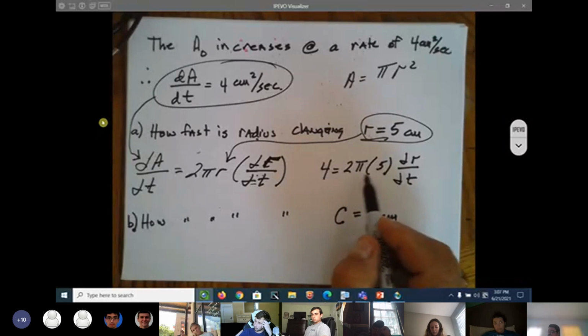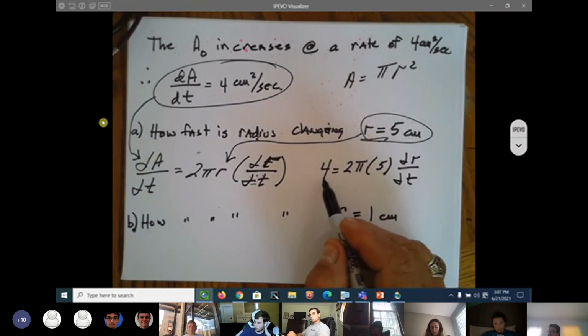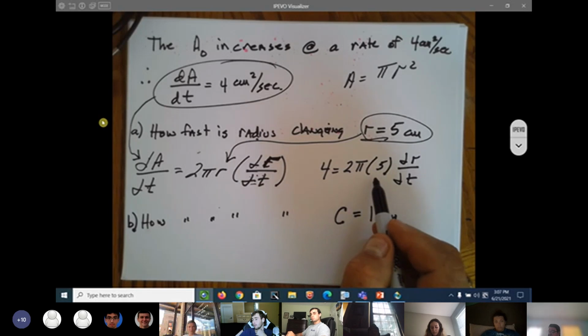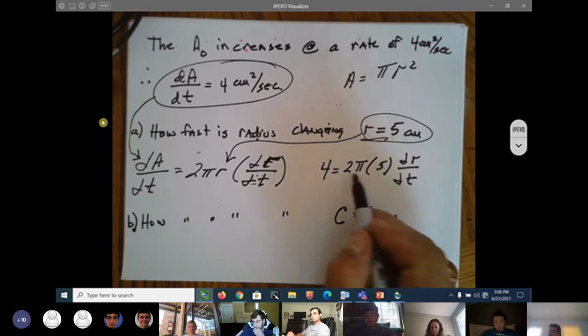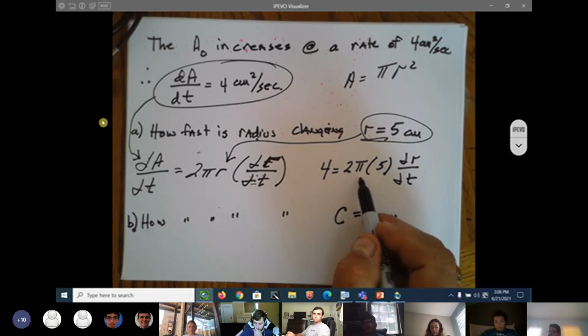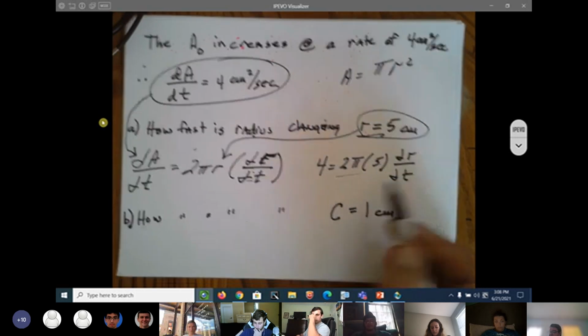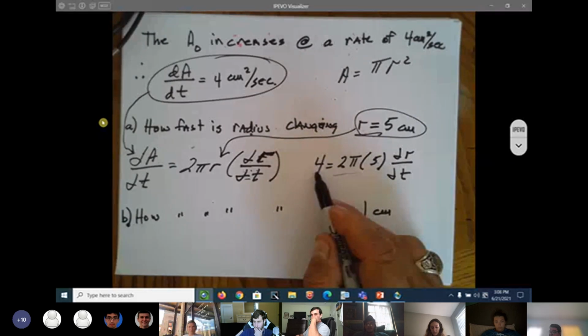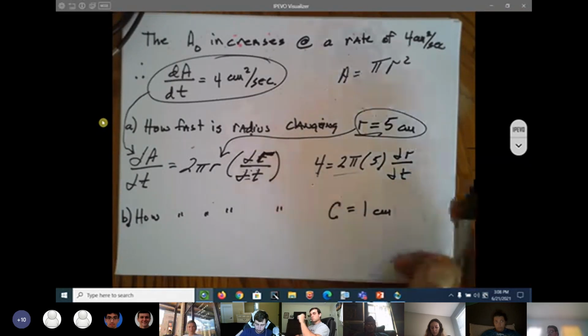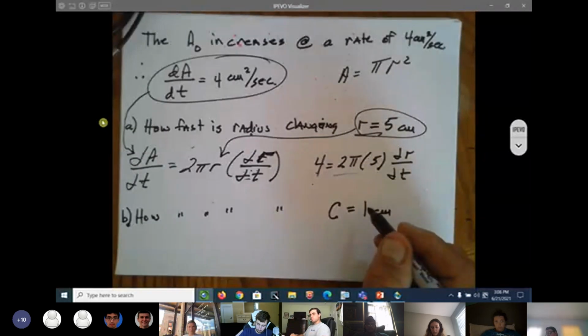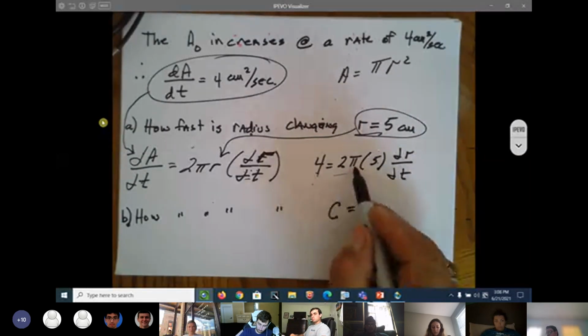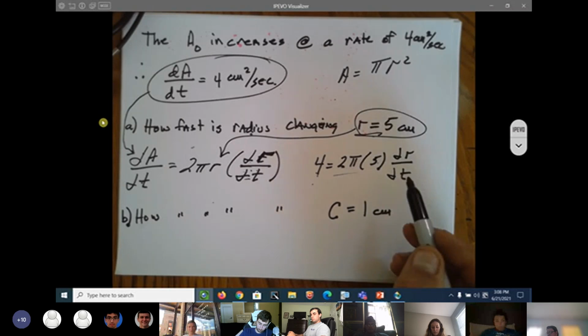You could actually do this in steps. You could divide by 2, you get 2, and then divide by 5. Or you could take 4 times 5, that's 20, and divide this whole thing by 20 on both sides. That will be 1/10. I'm thinking out loud. So that would be 0.1 times pi is equal to dr over dt.